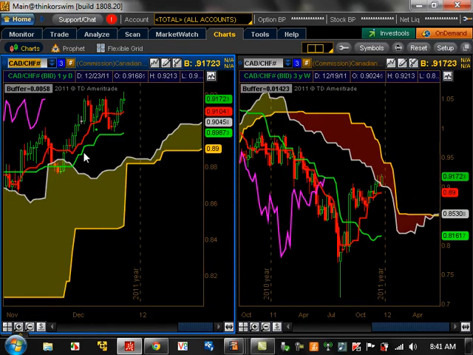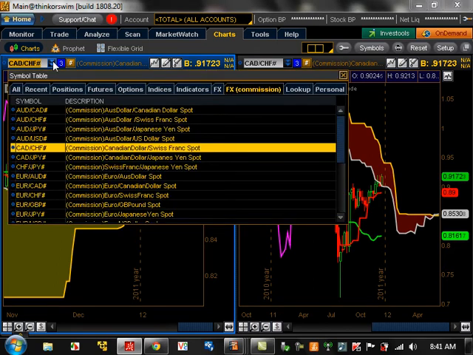CAD Swissy. Just like all the other Swissy pairs, nothing really going on, just slowly going up. On this one we're right at a small resistance on the daily time frame, a double top. It looks like it's trying to break it, but nothing going on. If you look at the weekly, it's in the cloud.